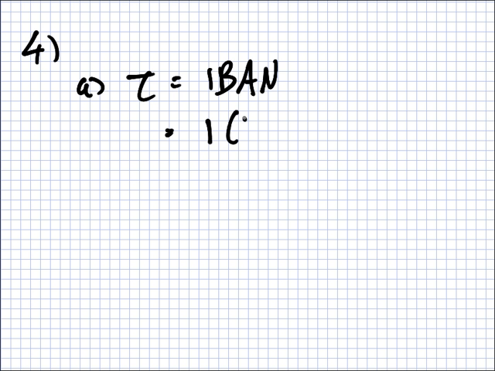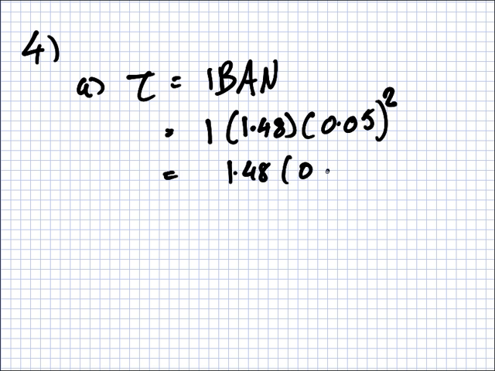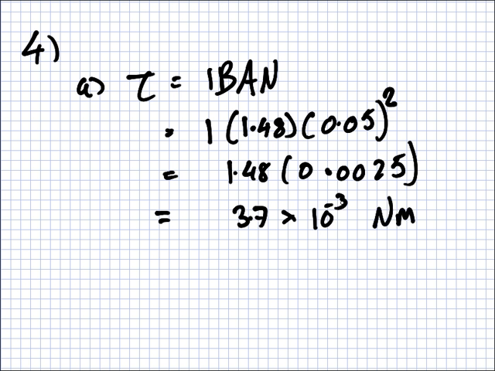B is 1.48. A is 0.05 squared. So that's 1.48 times 0.0025. It's going to be pretty small. What's that equal to, please? About 3 times 10 to the minus 3 newton meters.